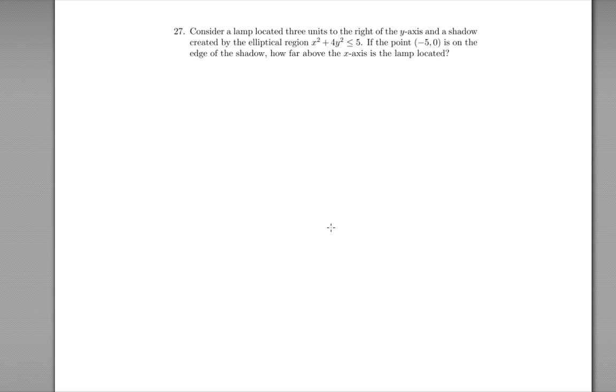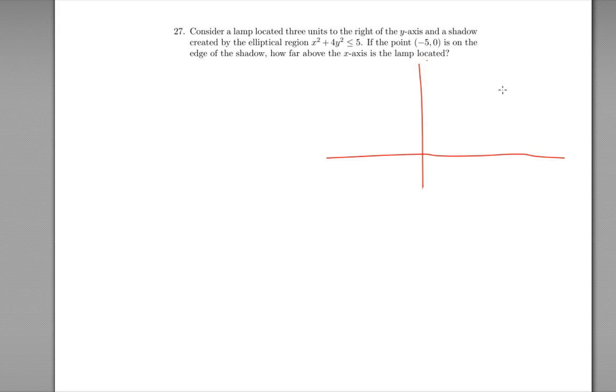All right, so consider a lamp located 3 units to the right of the y-axis and a shadow created by an elliptical region x squared plus 4y squared less than or equal to 5. If the point negative 5, 0 is on the edge of the shadow, how far above the x-axis is the lamp located? So this seems like a very complicated problem, but once you draw it, it starts to make sense.